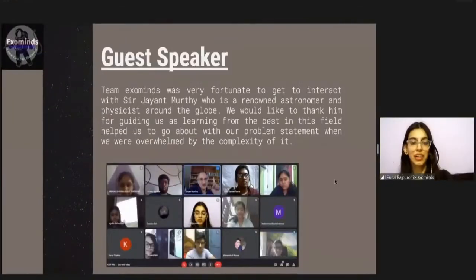Guest speaker. Team Exominds was very fortunate to get to interact with Sir Jayant Murthy, who is a renowned astronomer and physicist around the globe. We would like to thank him for guiding us, as learning from the best in this field helped us to go about our problem statement when we were overwhelmed by the complexity of it.